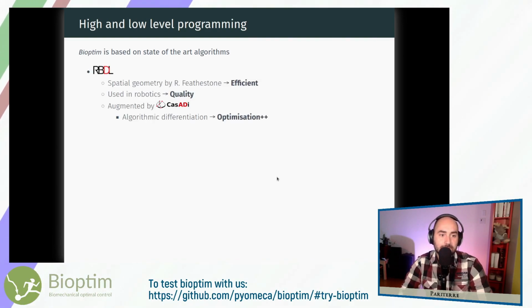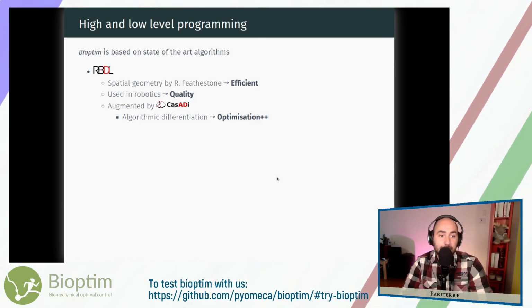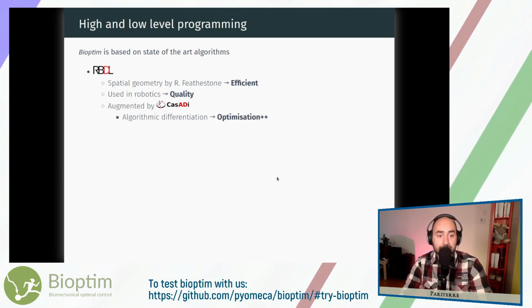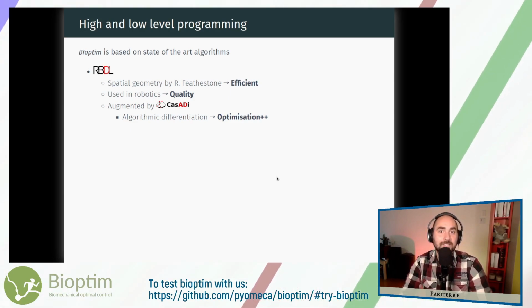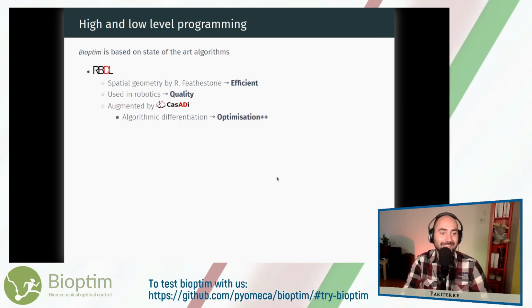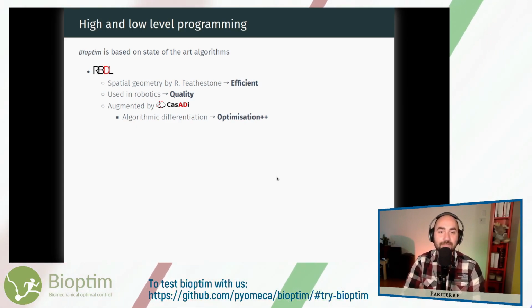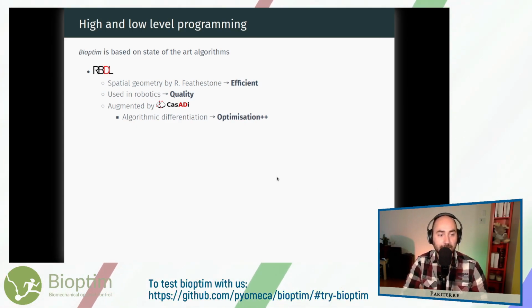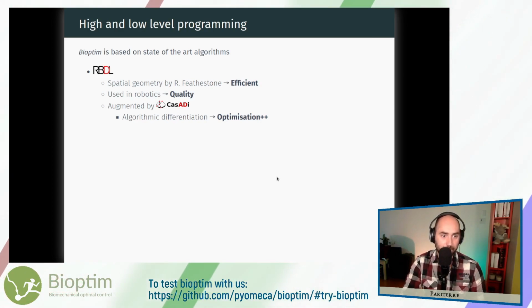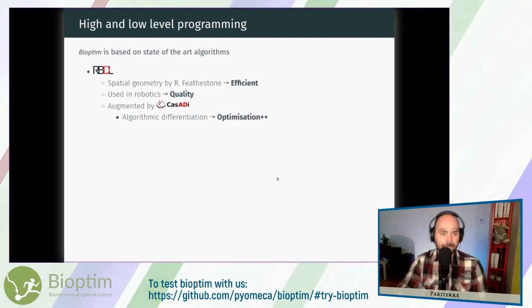Bioptim is based on the state of the art. So it's based, as I said, on RBDL, using the spatial geometry of Roy Featherstone. So it's efficient and, most important, it is written in C++. It's used in robotics, so we can say that it is of quality, and we augmented it using CasADi. So right now, RBDL is available using CasADi, thanks to the implementation that we did at the lab.